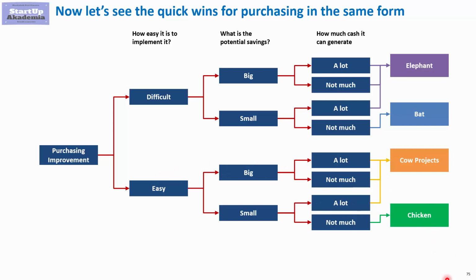So to sum up, for finding quick wins in purchasing, we use the previously shown framework for cost reduction. However, we add 1 dimension. So this is cash generation. And this helps us to pinpoint which things we should do as a first priority. Obviously, we should first consider cow projects, then elephants, chickens, and bats are the last resort.